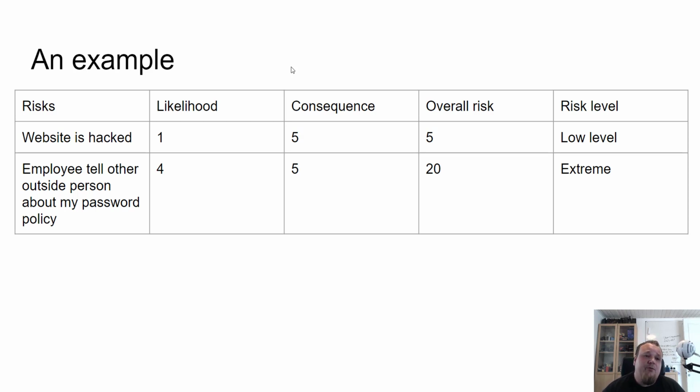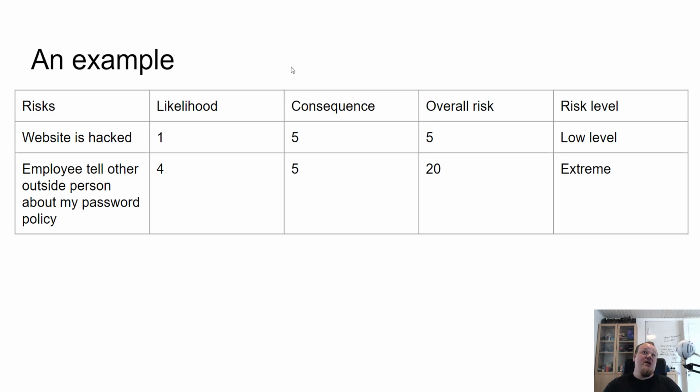For example, that you need to have a capital letter as the first letter and so on. Very bad idea to do these kind of things. However, what is the likelihood of an employee gossiping about some password policy? I would rate that pretty high, and the consequence could be pretty bad depending on how it is. So the overall risk is 20.